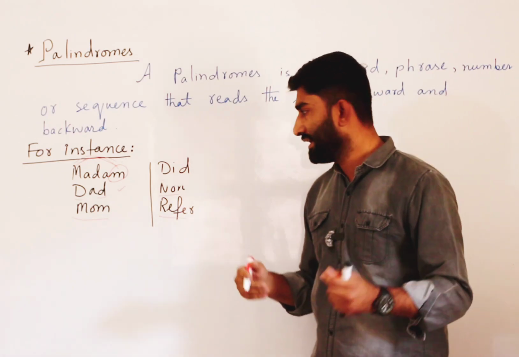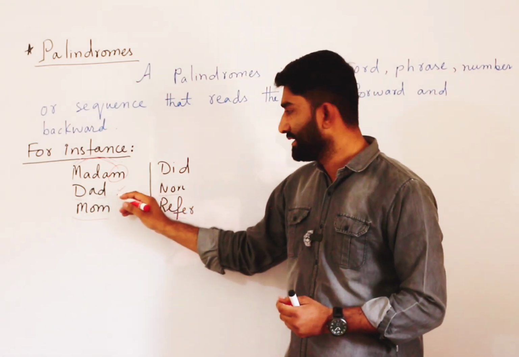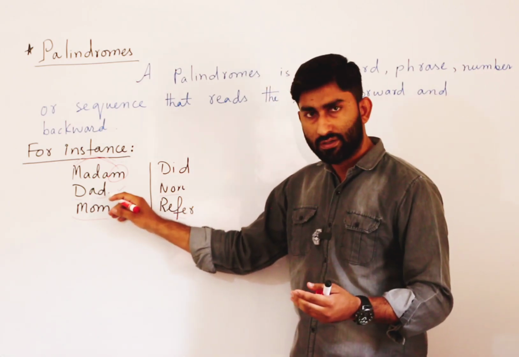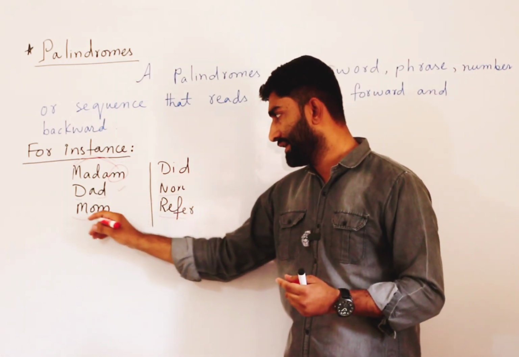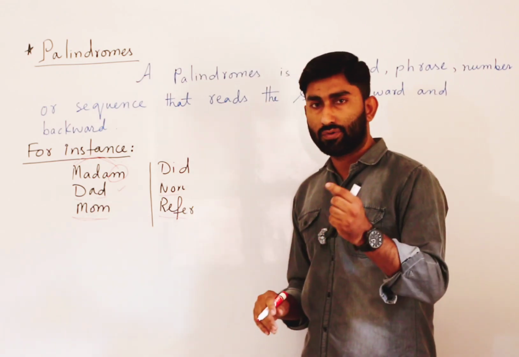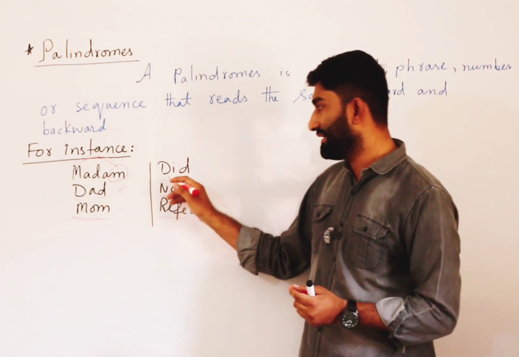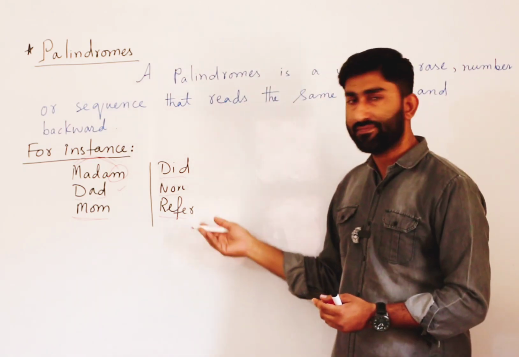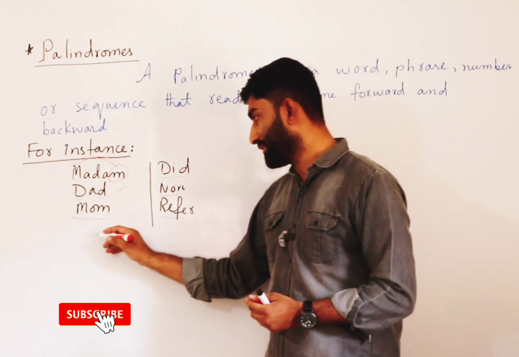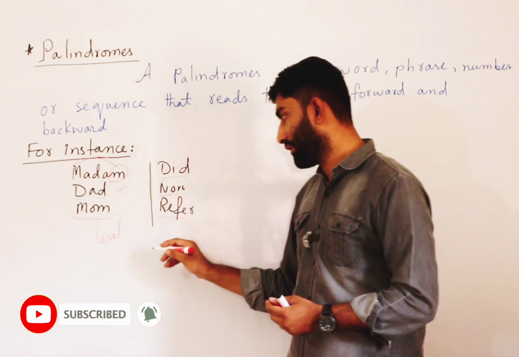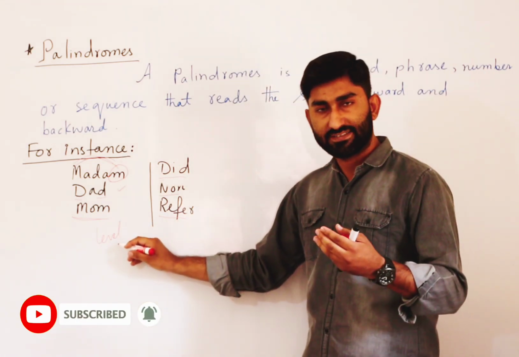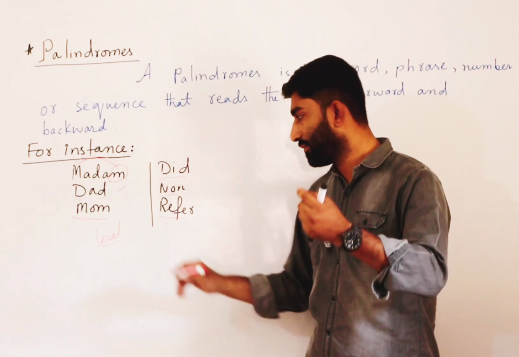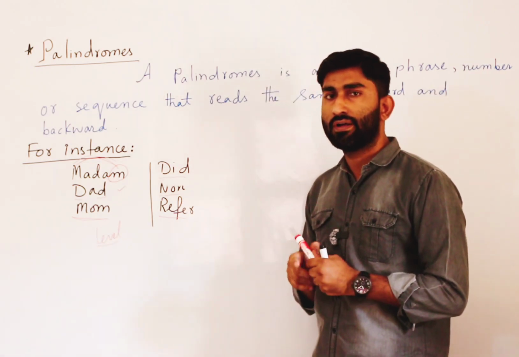Similarly, the word like dad. Now, the word dad can be the same if you write it from the backward or write them from the forward. Similarly, the word mom. Now, the word mom has the same sequence. Similarly, the word did, the word non, the word refer. Similarly, there are more examples. For example, the word level. Okay, this can also be an example of palindrome because it will have the same sequence if you write it from the forward or you write it from the backward.